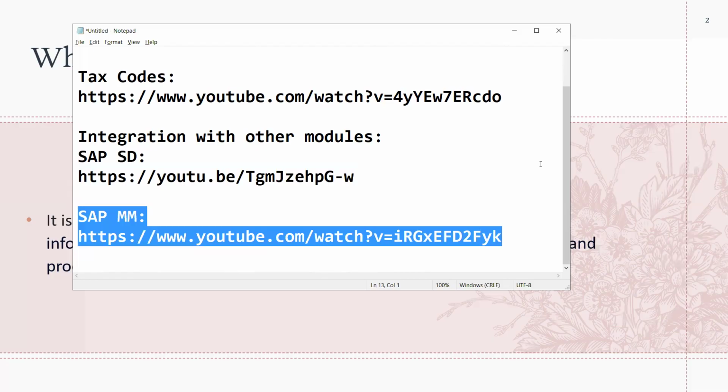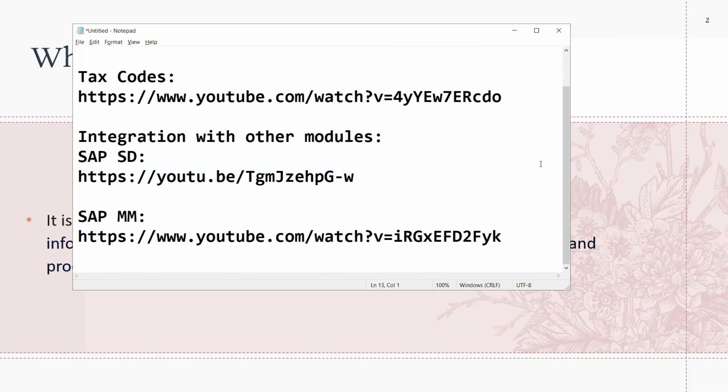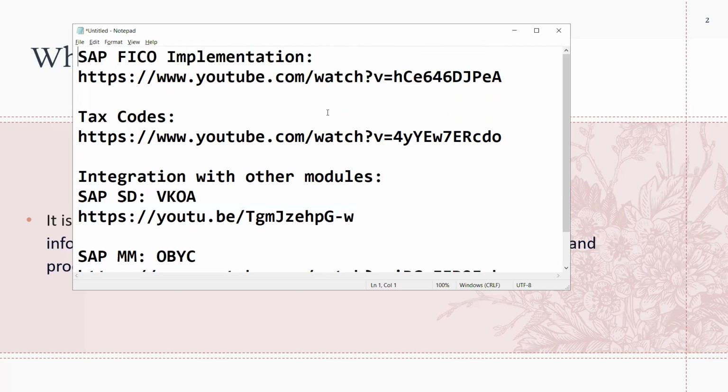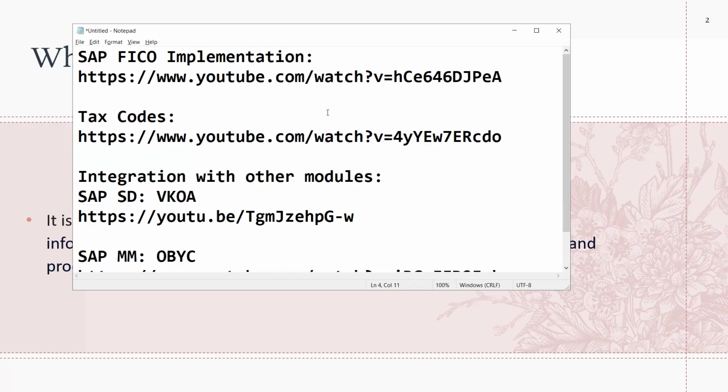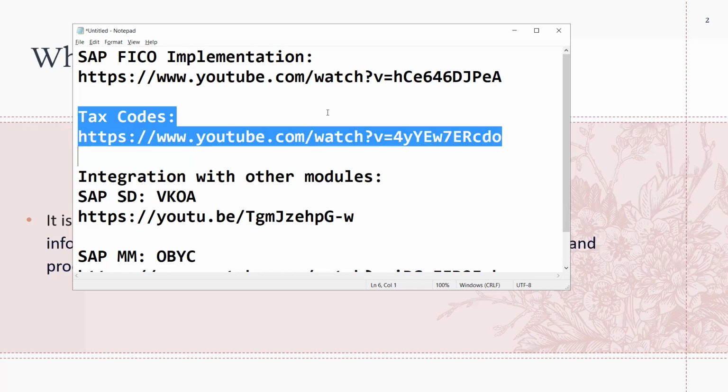And integration: this is the OBYC transaction code, and this is the VKOA settings transaction code. This is tax codes, IGST and CGST. IGST comes under Integrated GST, and then State GST and Central GST. So the total configuration settings I have given in this video. Check the video; it's very important, and you may get some idea on this.